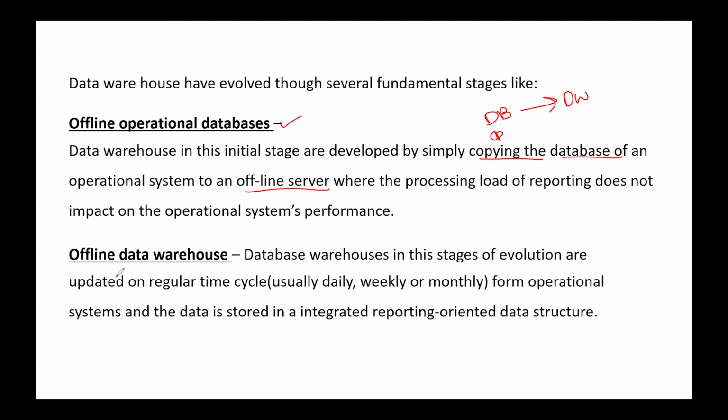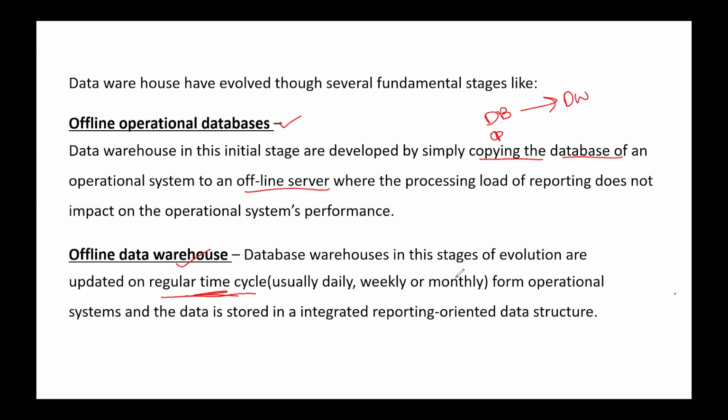Okay. Next came the offline data warehouse. So here what happened, data warehouses in the stage of evolution are updated on a regular time cycle. So instead of keeping data for a month and every time taking a backup, when people used to copy, now it became a regular time cycle.